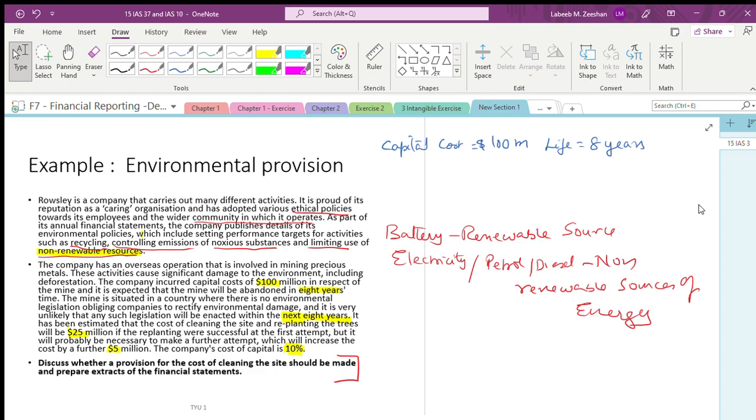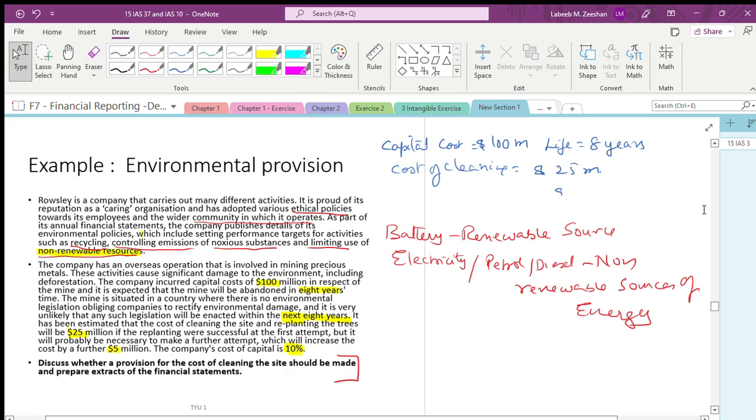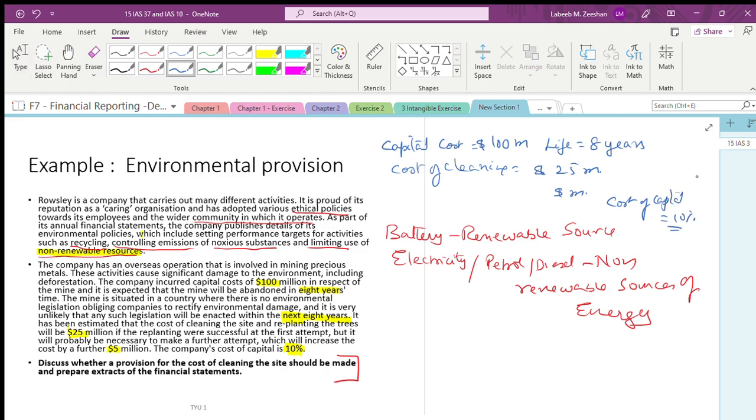It is estimated that the cost of cleaning is how much? Cost of cleaning and replanting is going to be 25 million. If the replanting was successful at the first attempt, but it will probably be necessary to make a further attempt, it will increase by how much? It will increase by 5 million. The company's cost of capital is how much? Cost of capital is 10%. Is it right?